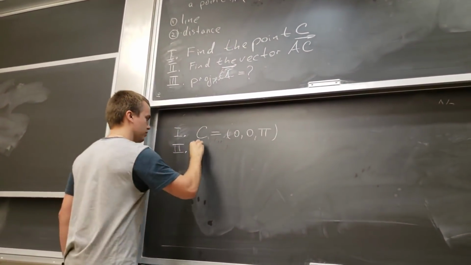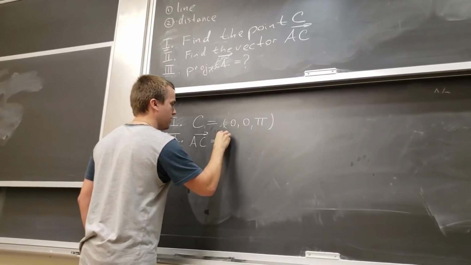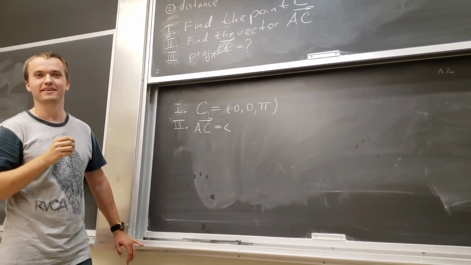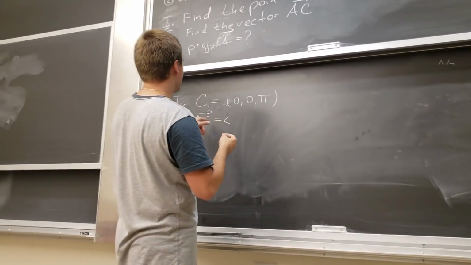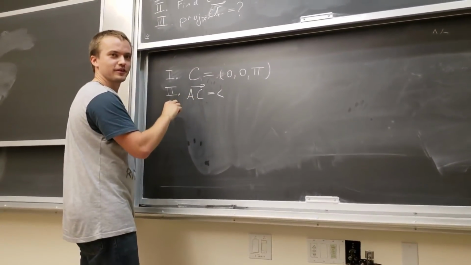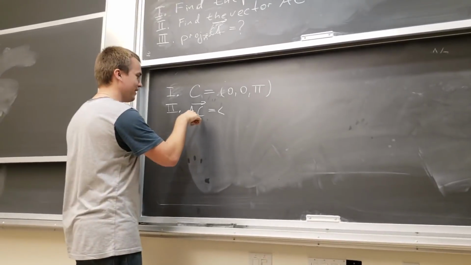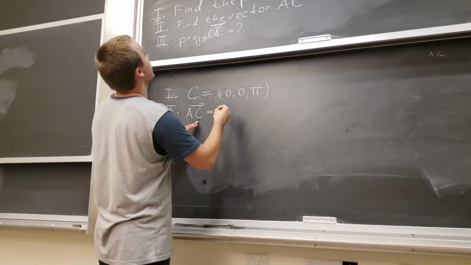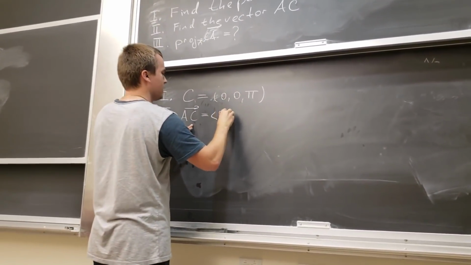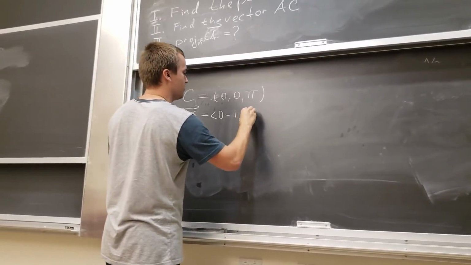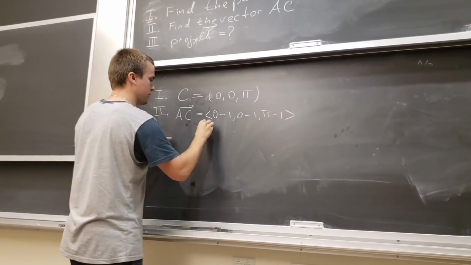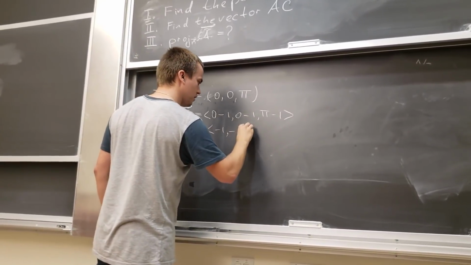vector AC. So if we have 2 points, how do we find the coordinates of our vector? Yeah, we subtract. So what do we subtract? The coordinates of the starting position from the end, or opposite? I don't remember. Let's take C. What is our C? 0, 0, pi. Yes, right. So we have 0 minus 1, 0 minus 1, pi minus 1. So in this case our vector AC is just -1, -1, and pi minus 1.